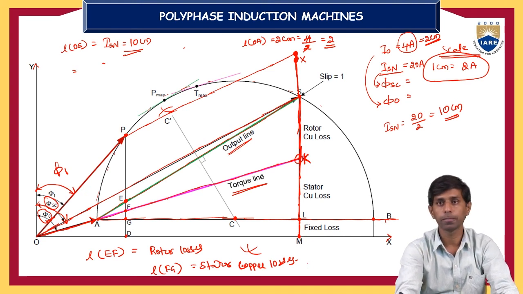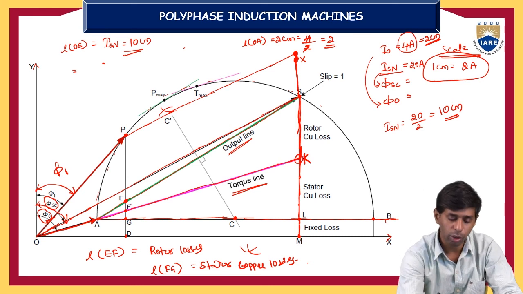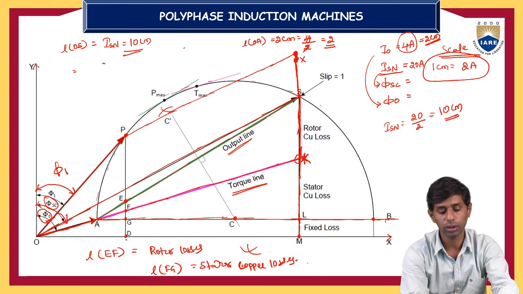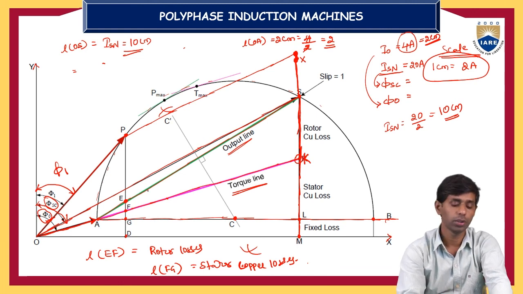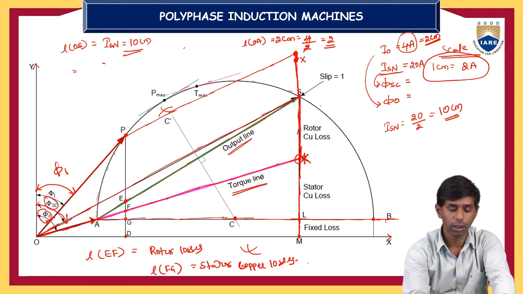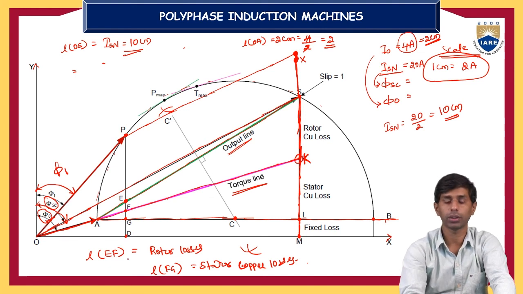Is it output power? This is the output power line, and this is the total input power for the induction motor, and PE represents the output power, that is the input power minus fixed losses minus stator copper losses minus rotor copper losses. So the length of PE represents the rated output power of the induction motor under full load condition, and EF represents the rotor copper losses, FG represents the stator copper losses, GD represents the constant losses.